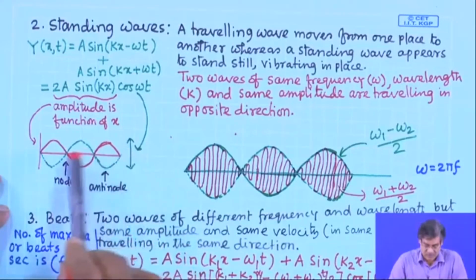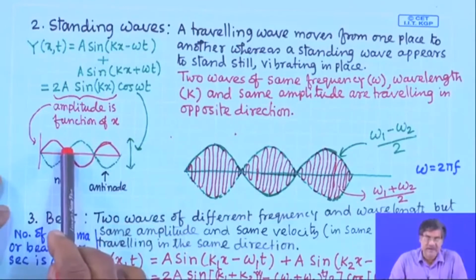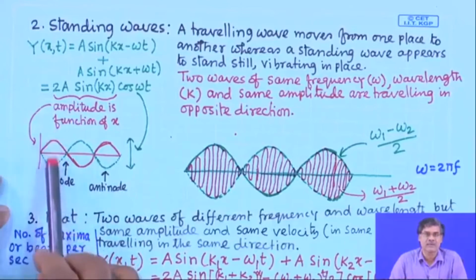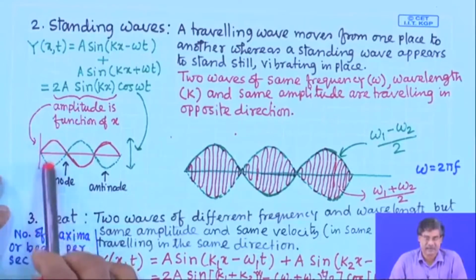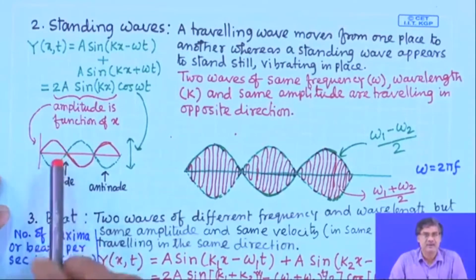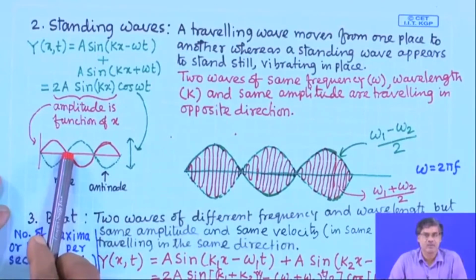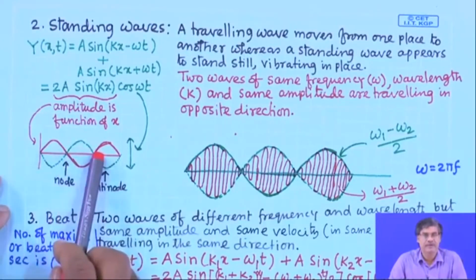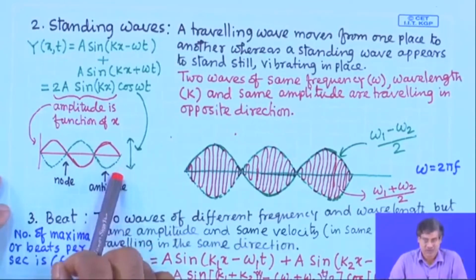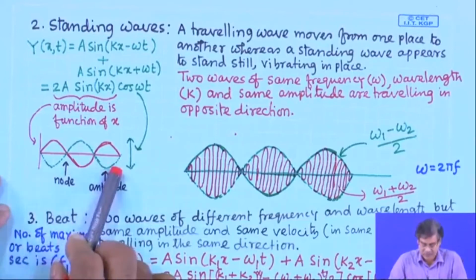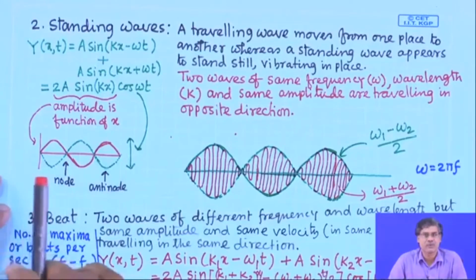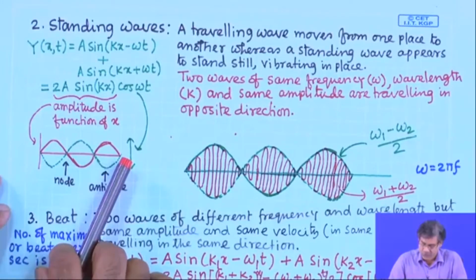As if this point never will move, and this point will always oscillate with the maximum amplitude, the maximum displacement. So, where there is no movement, that point is called the node, and where there is maximum displacement, that part is called the antinode. These are the characteristics of the standing wave. We see the node and antinode.